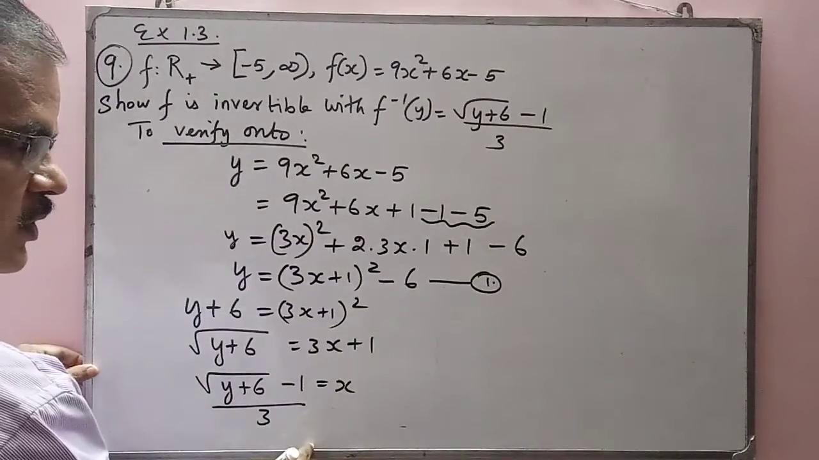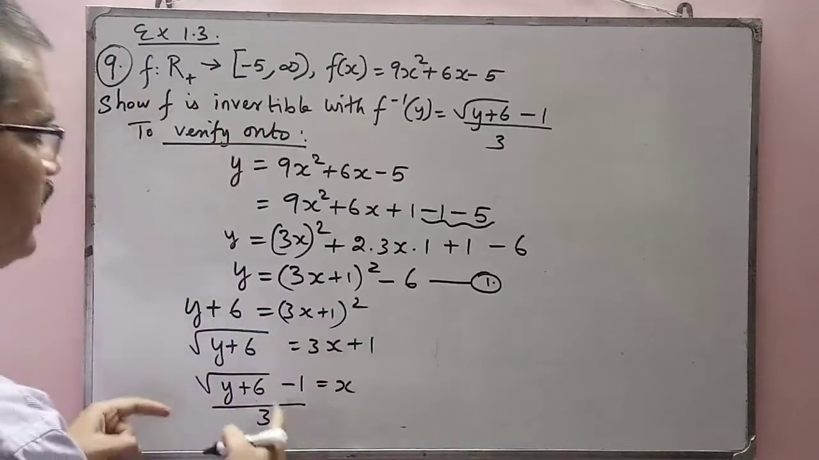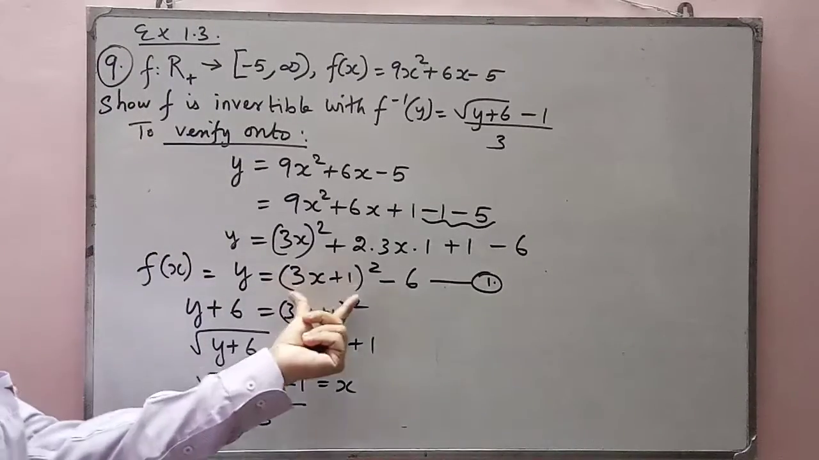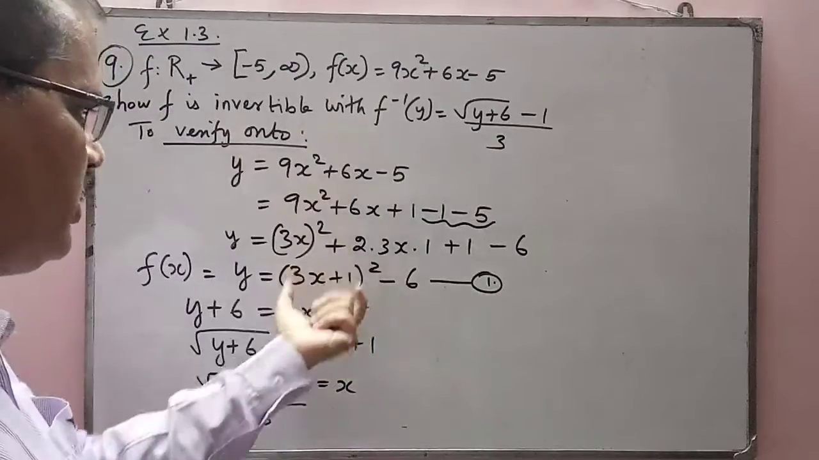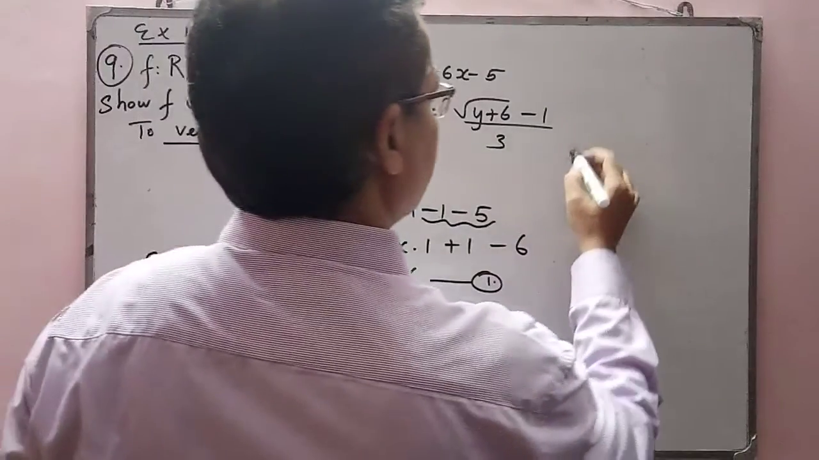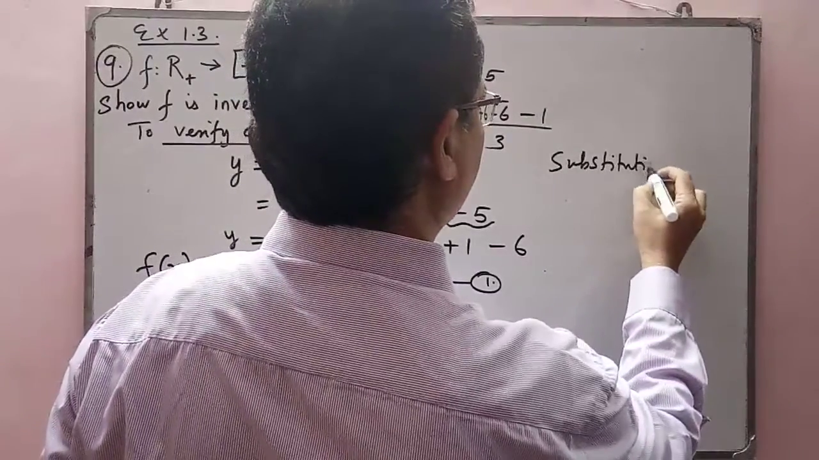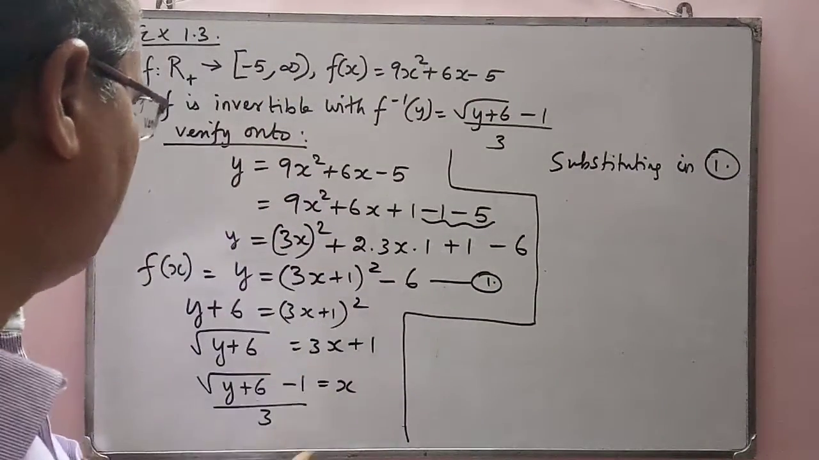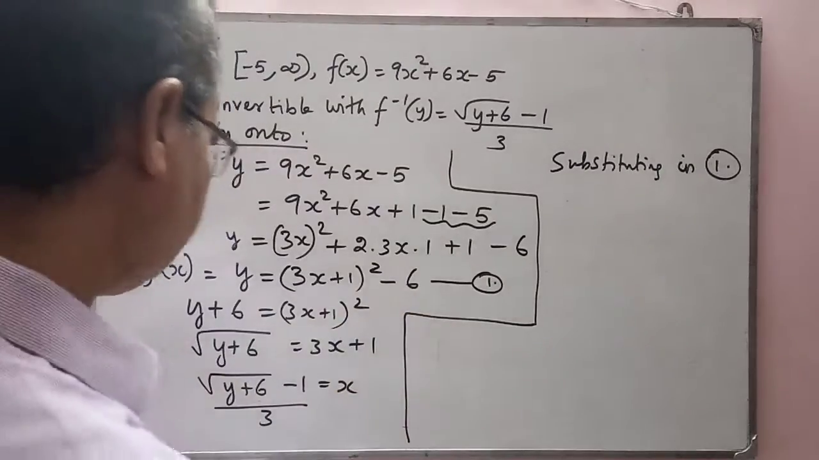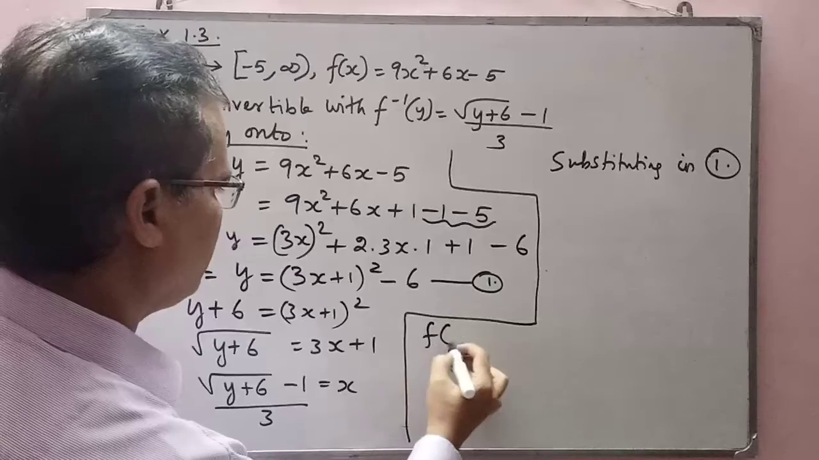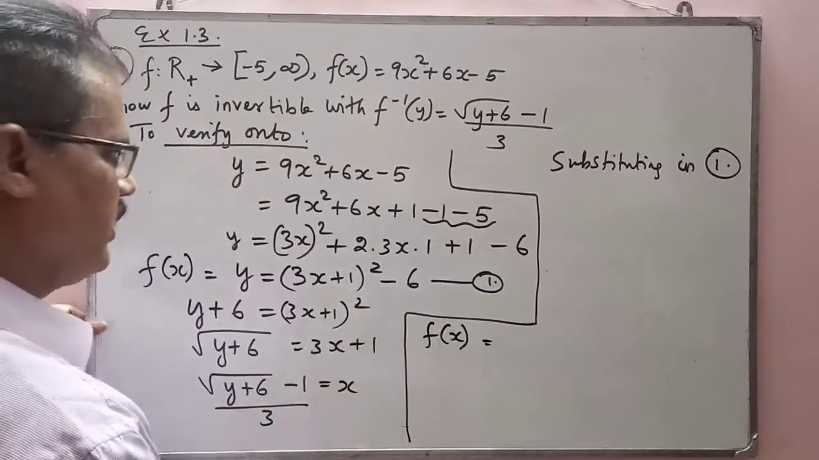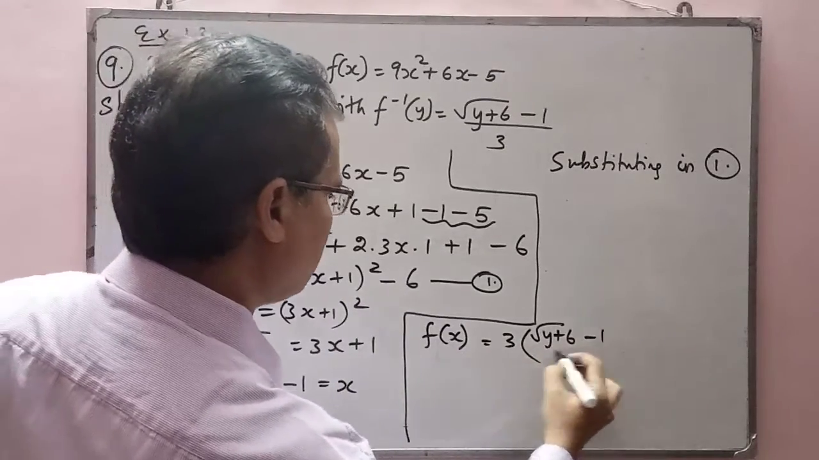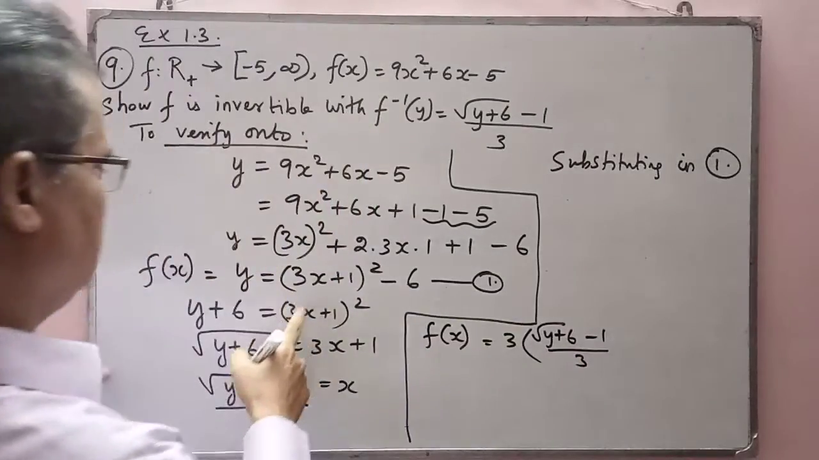We got the answer. So to prove this is onto, we have to substitute this x value in f of x. Hereafter your f of x is this. Correct children? So if you substitute it, because these are the same, we have reduced it. Now substituting in equation 1, what will you get? Okay children, I am going to substitute this value in equation number 1. Now tell me, f of x equals, x means this whole term here. So 3 into x is root of y plus 6 minus 1, by 3, the 3x plus 1.